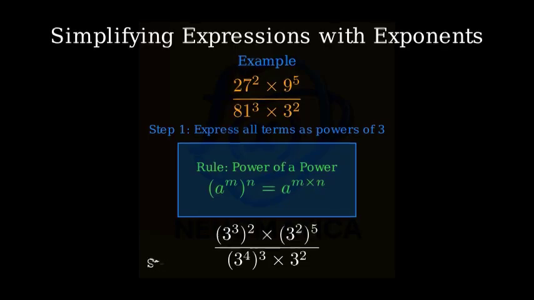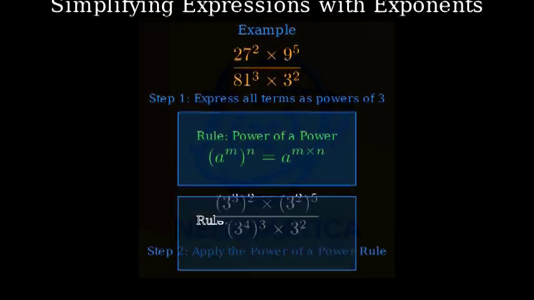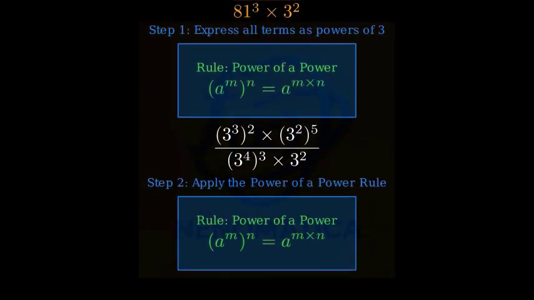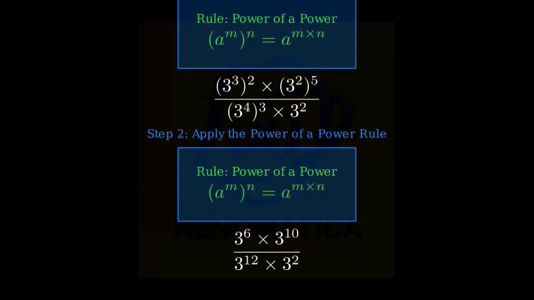the right form. Now we'll apply the power of a power rule, which states that when a power is raised to another power, we multiply the exponents. 3 cubed squared becomes 3 to the 6. 3 squared to the 5th power becomes 3 to the 10. And 3 to the 4th power cubed becomes 3 to the 12th.